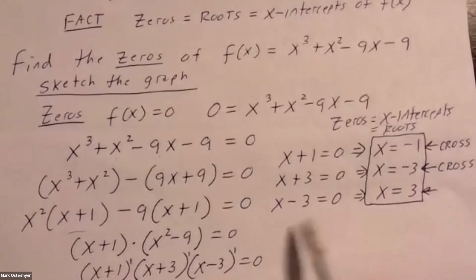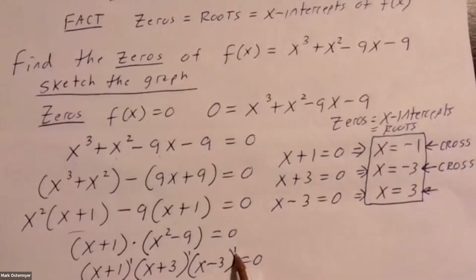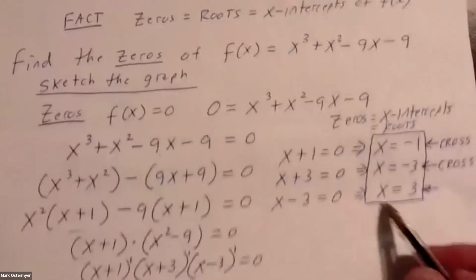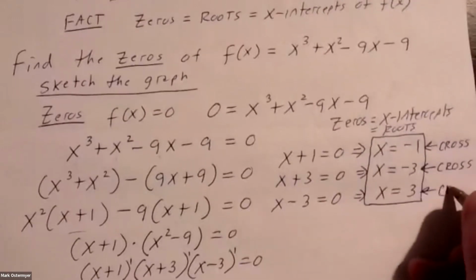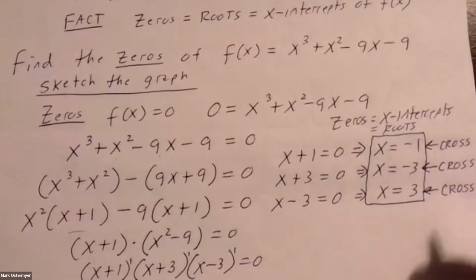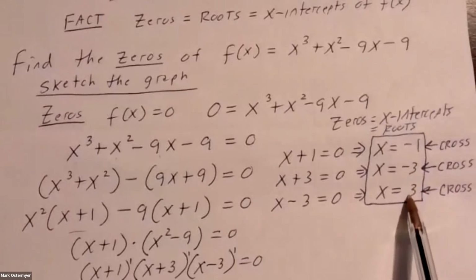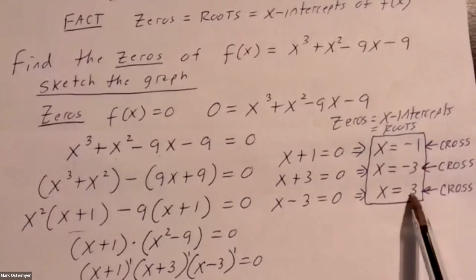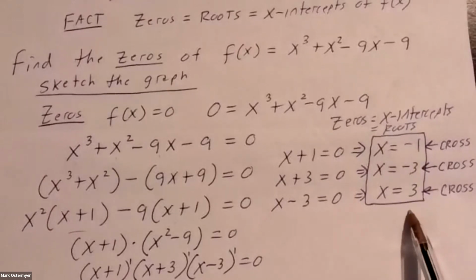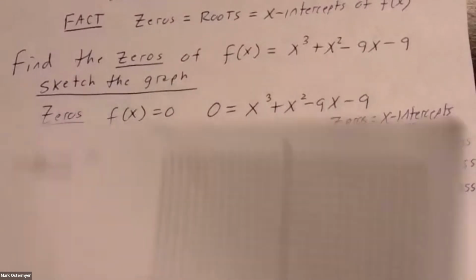3, another 0, came from the factor x minus 3 being set equal to 0, and x minus 3 was raised to an odd power. Our graph will also cross the x-axis at 3, guaranteed by the cross touch point theorem. So my graph is actually going to cross through the x-axis at these 3 x-intercepts. That's valuable information.